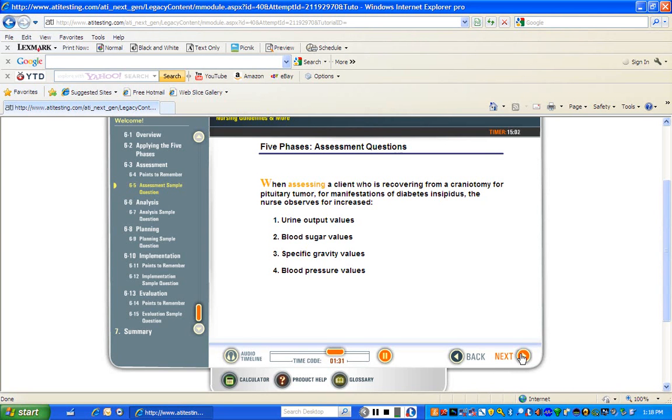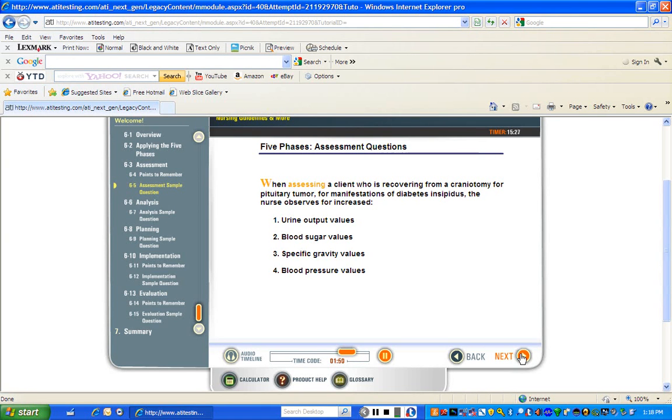Option 3, specific gravity values. We will put a minus sign here. While you are correct that an altered specific gravity is associated with DI, a decrease rather than an increase in the specific gravity would be the manifestation of diabetes insipidus. Option 4, blood pressure values. This will be assigned a minus sign.